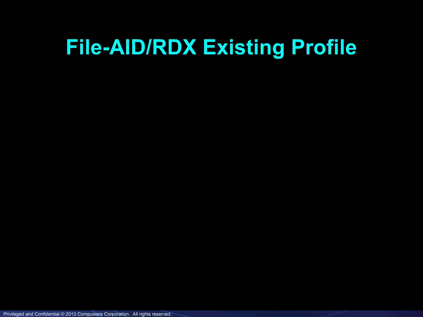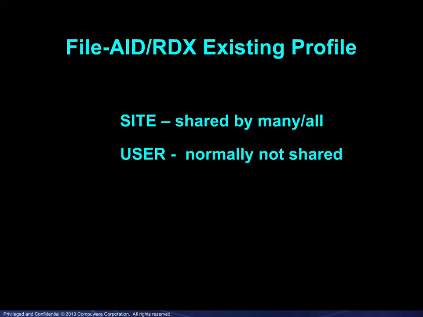You may be given the name and type of a profile to use. A site profile is typically shared by many, if not all. A user profile is associated with one person, normally not shared. A third case would be a prefix, commonly a TSO user ID, that owns a profile shared by others. We will assume that a user profile is needed.